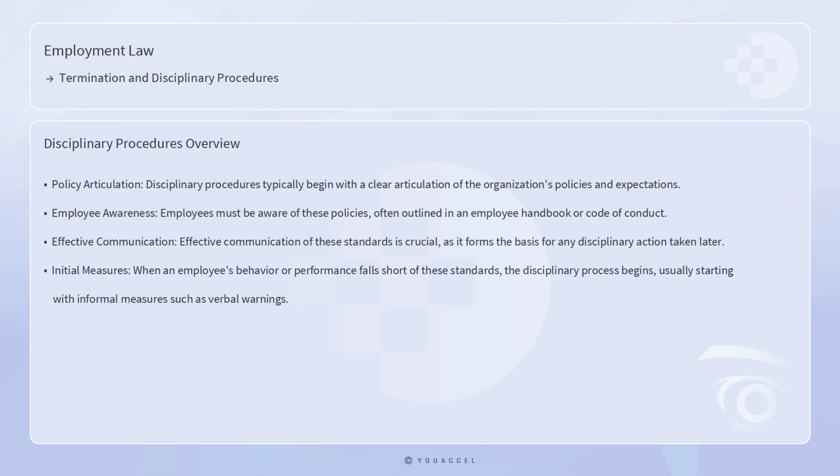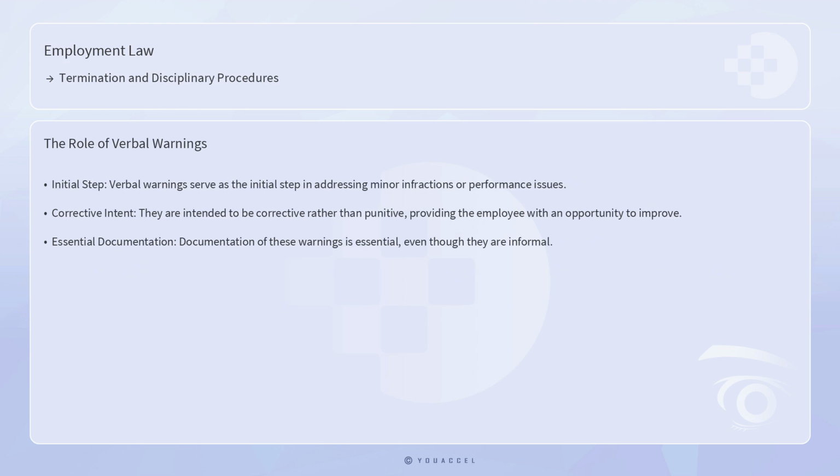Disciplinary procedures typically begin with a clear articulation of the organization's policies and expectations. Employees must be aware of these policies, often outlined in an employee handbook or code of conduct. Effective communication of these standards is crucial as it forms the basis for any disciplinary action taken later. When an employee's behavior or performance falls short of these standards, the disciplinary process begins, usually starting with informal measures such as verbal warnings.